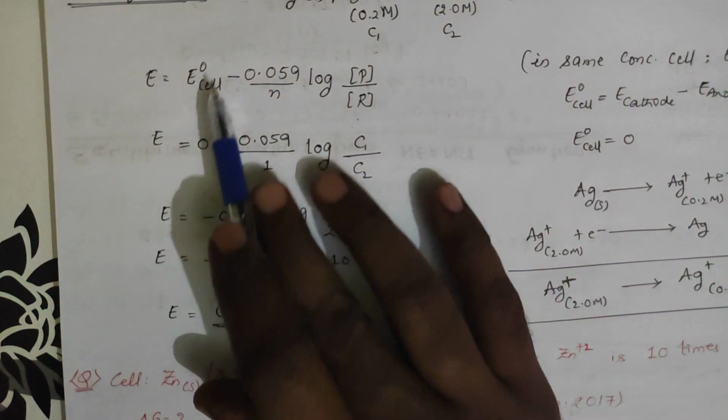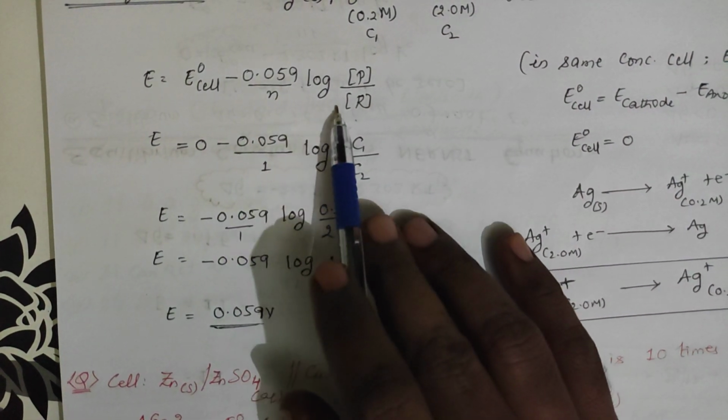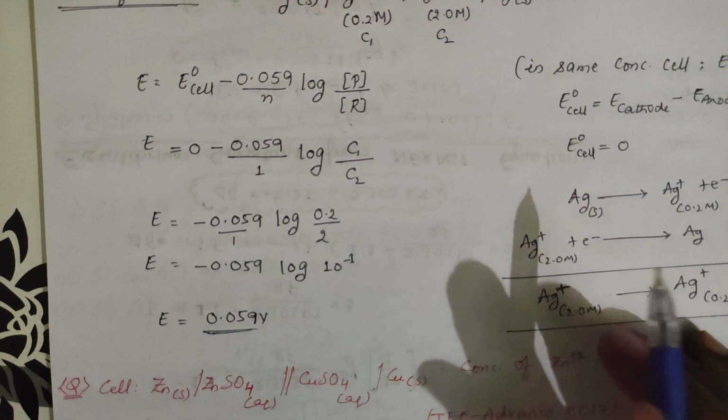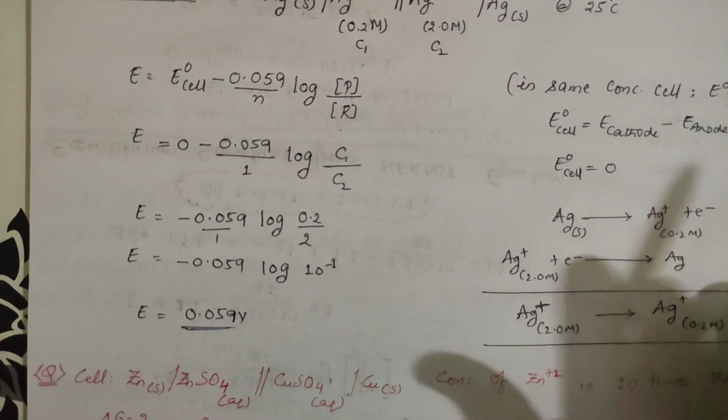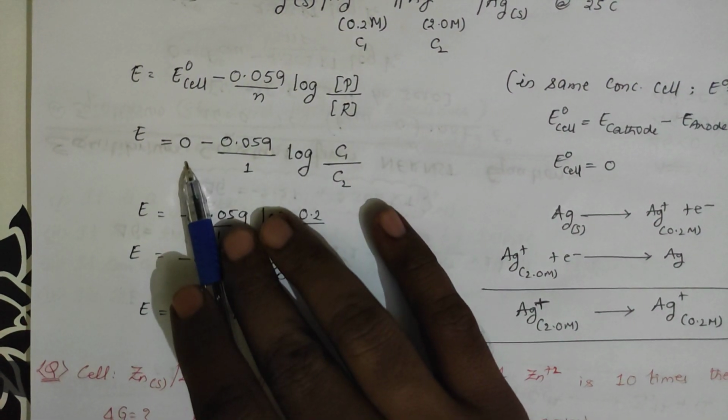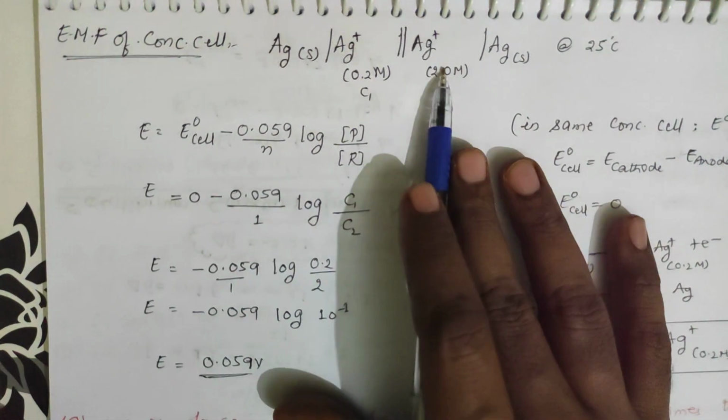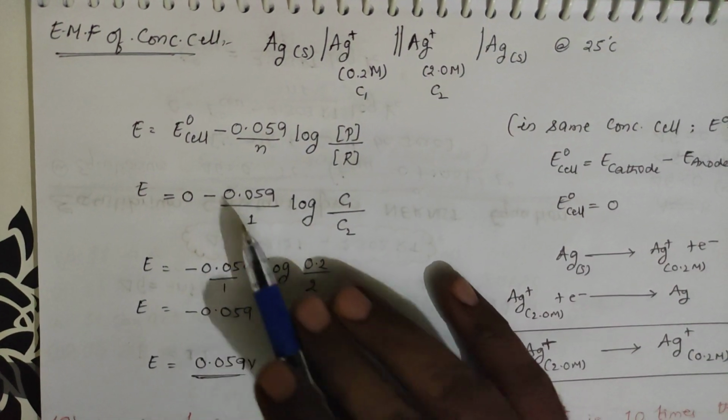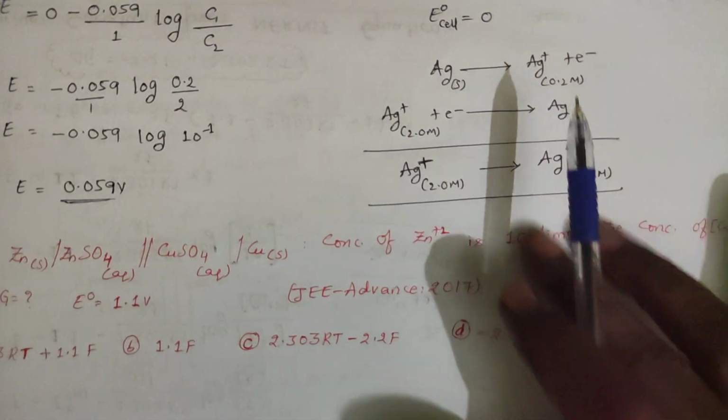Generally E will be equal to E naught of cell minus 0.059 by n log products concentration by reactants concentration. That is the condition, right? So E naught of the cell is equal to 0 because both the electrodes are the same. At the standard condition, the value will be equal to 0. And the number of electrons involved. So this is the general equation.